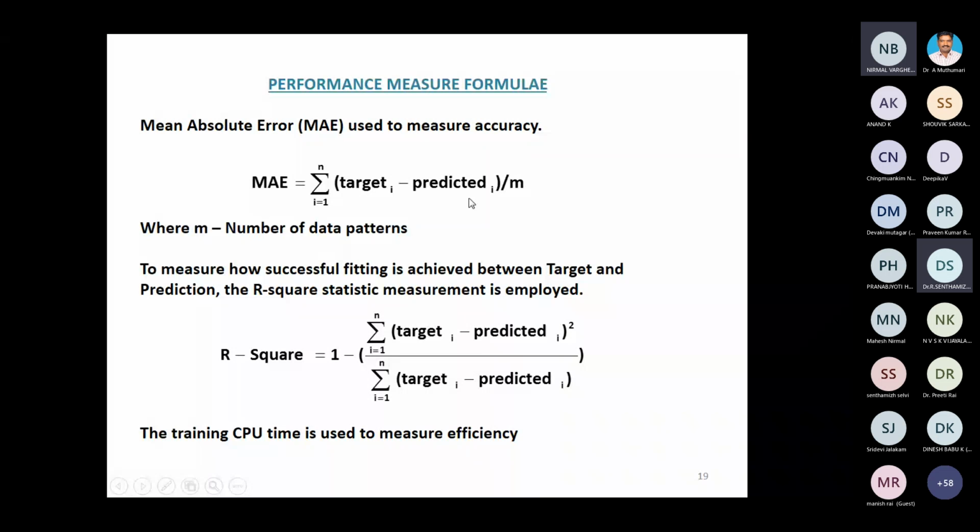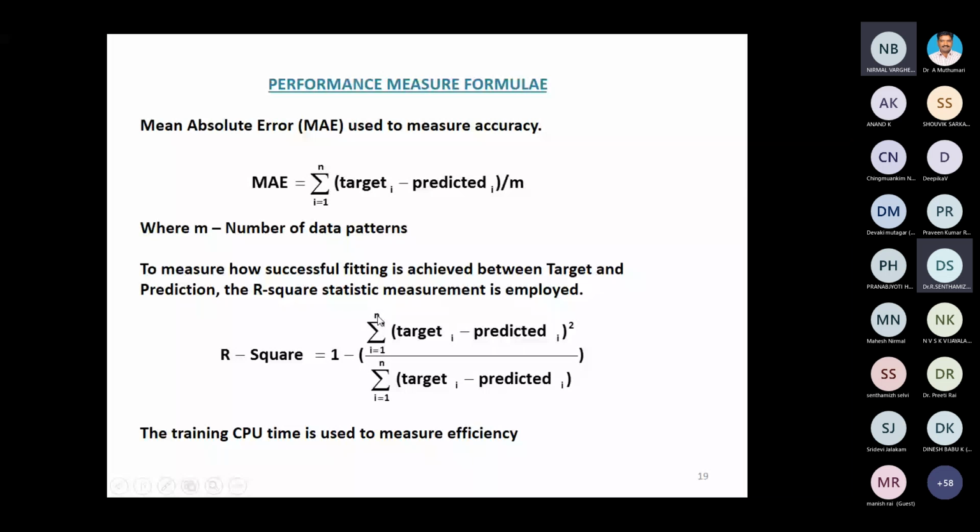How many patterns of input values are you going to consider? It may be 1,000 or maybe 10,000. You can give any number of values, no problem. Then R square equal to 1 minus summation of i from 1 to n, target i minus predicted i, whole square, divided by summation of i of target i minus predicted. N is the number of nodes present.